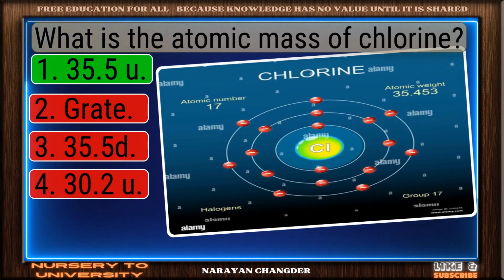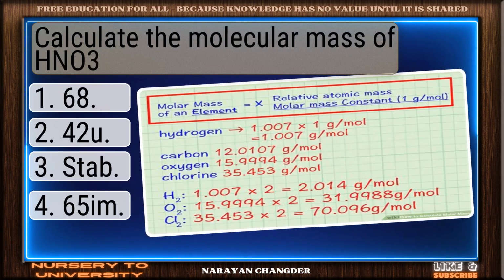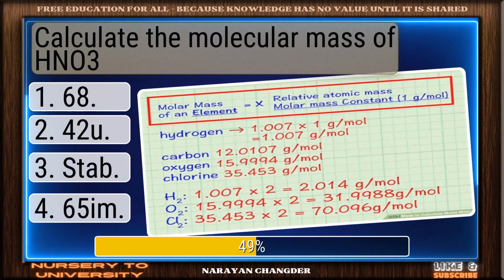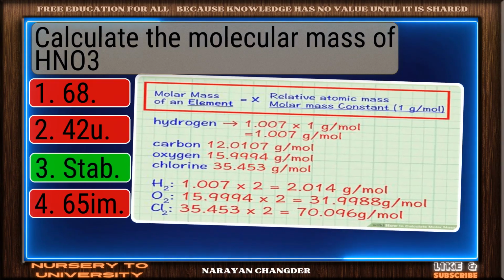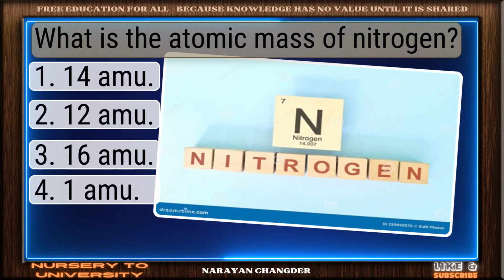You chose 35.5 u, and it is correct. Question number 207. Calculate the molecular mass of NO3. Excellent. 62 u is a brilliant choice. Question number 208. What is the atomic mass of nitrogen?